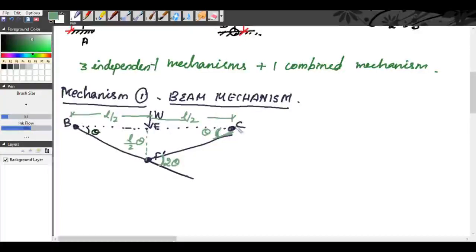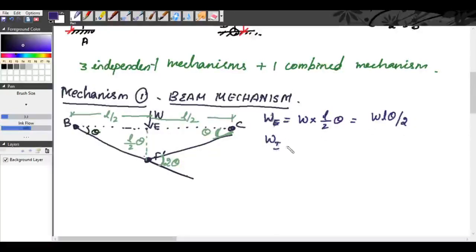Okay. Now we will take external work done. External work done is equal to, we have only one external load W. So W into distance under the diagram, moment diagram. So it is L by 2 theta. So we get external work done is WL theta by 2.